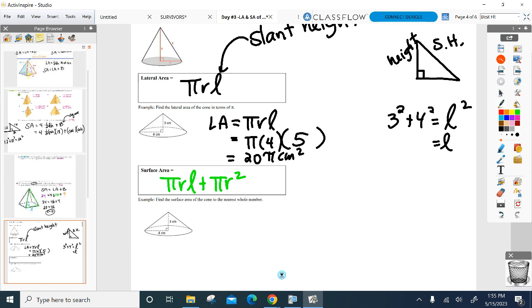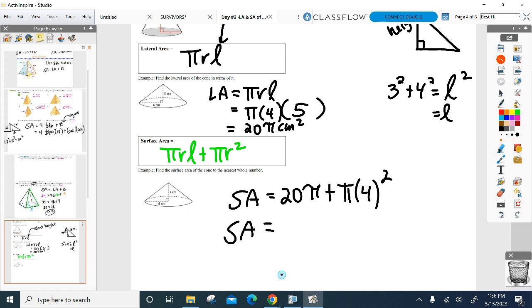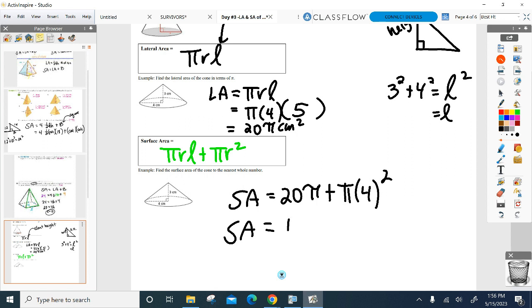All right, so same cone. Now find the surface area, but now round to the nearest whole number for me. So bring down that 20 pi we just found and add on the circle, pi R squared. And now instead of leaving my answer in terms of pi, I want it nearest whole number. And when you have it to the nearest whole number, take your time. When you have it, let me know. 113 square centimeters.